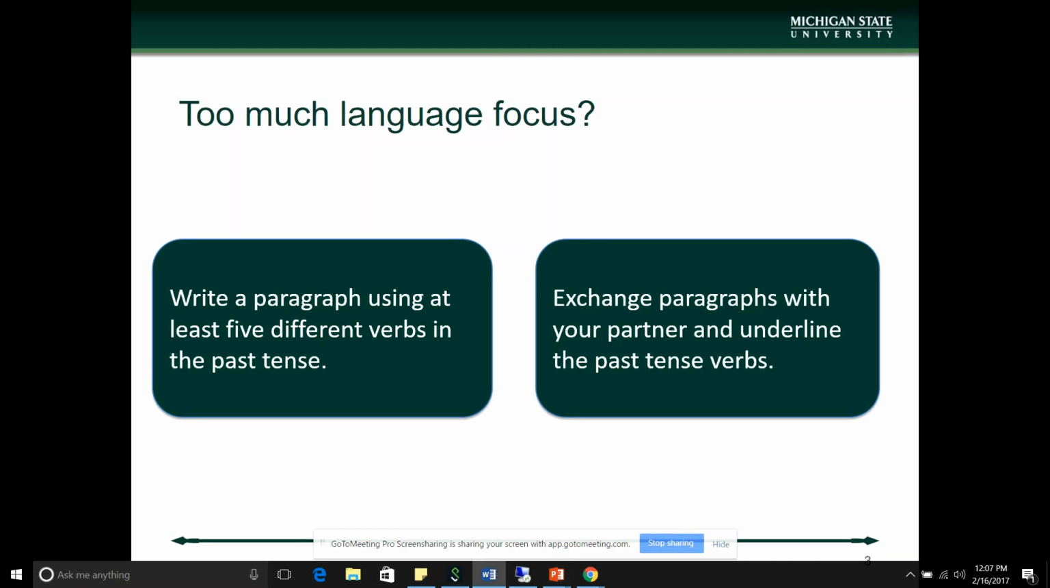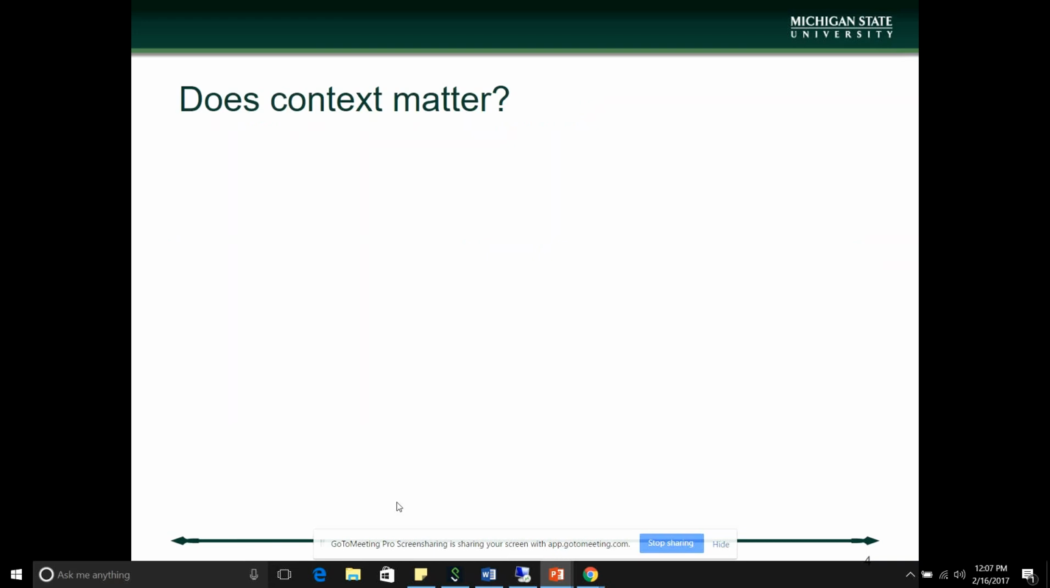So I think everyone agrees we need both a focus on language and a focus on idea development or content, but we need to think about how we do both of these things, how we can do them together, and the extent to which we do each. As we're thinking about this, I want to ask about context. Does context matter? Well, of course it matters. We all know that context matters. So as we're thinking about this issue, I want you to think about how it applies to your own context or another context.